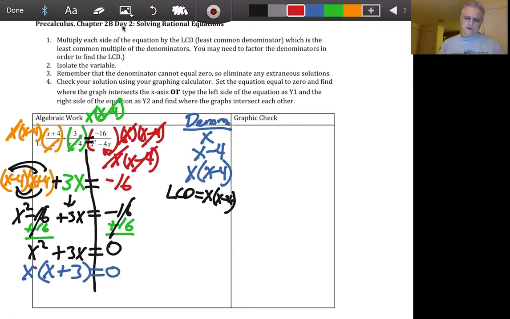Okay. Now I know that x could be 0. x plus 3 could be 0. So I'm going to subtract 3 from both sides. And I'm going to get x is negative 3.